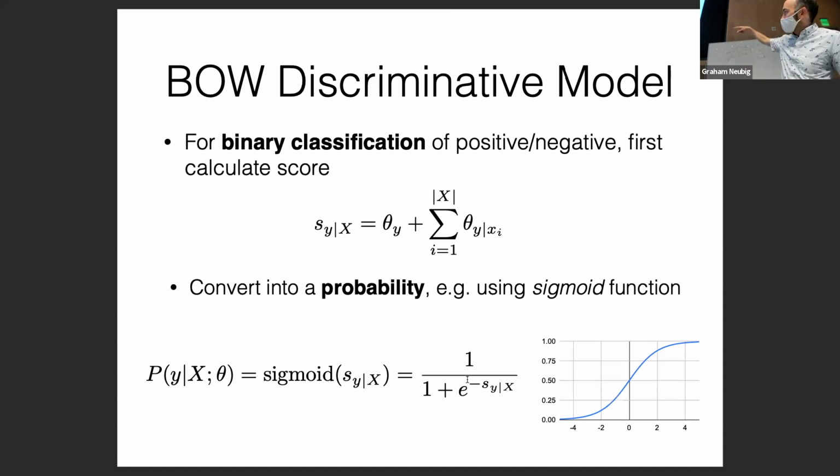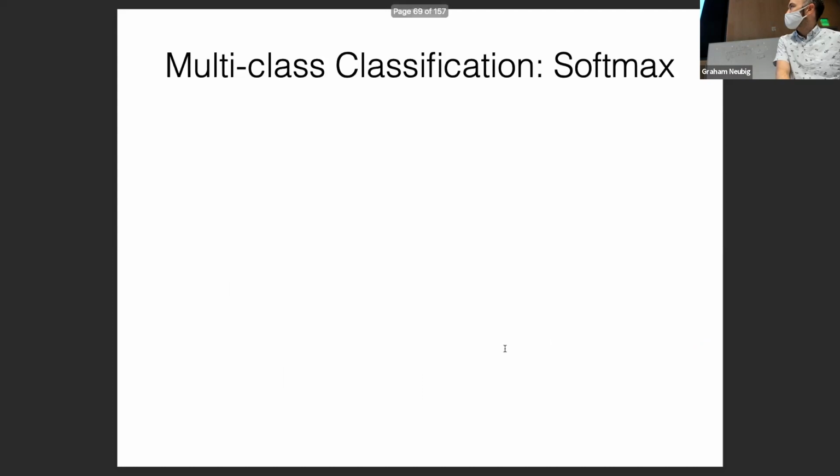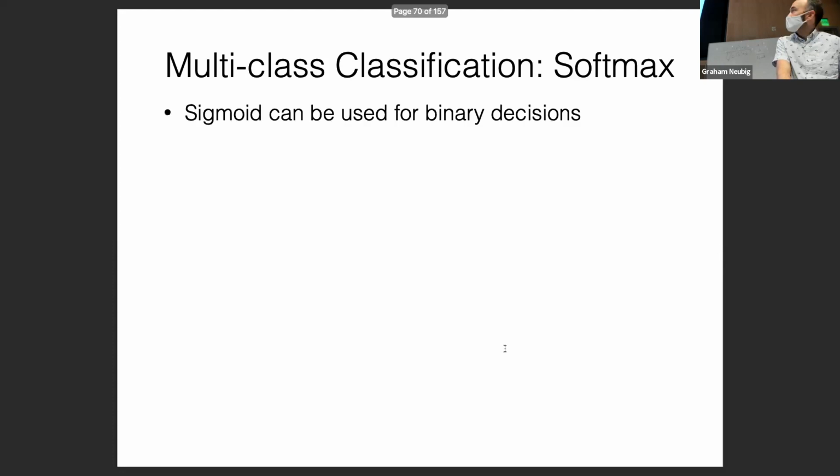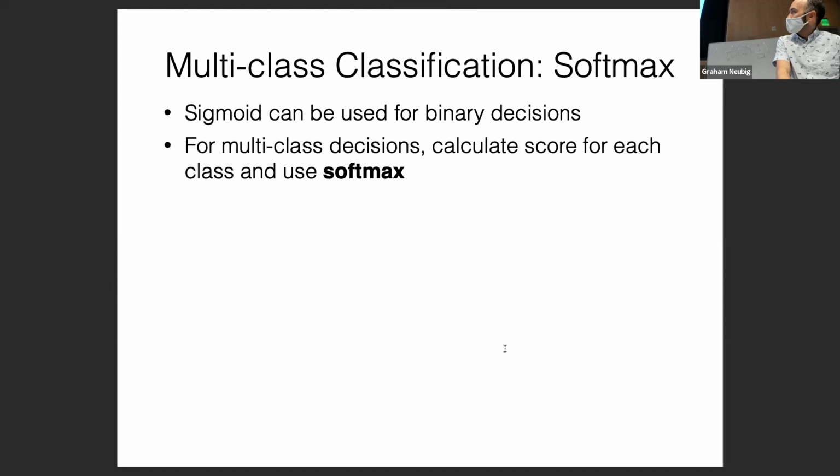If the input to the function is 0, we have a 50% probability of each of the classes. If it's greater than 0, the probability approaches 1. If it's less than 0, the probability approaches 0. And we can then apply it to multi-class classification, and sigmoid can be used for binary decisions.